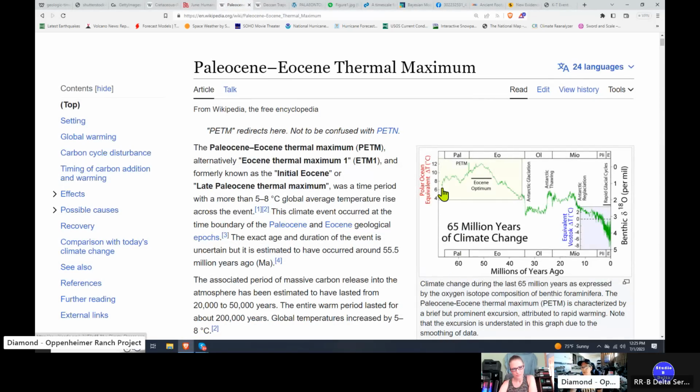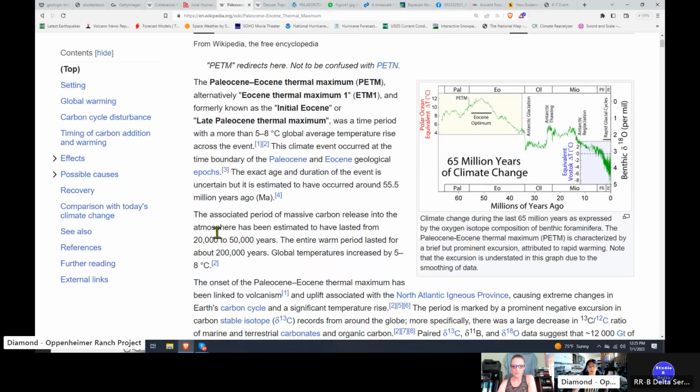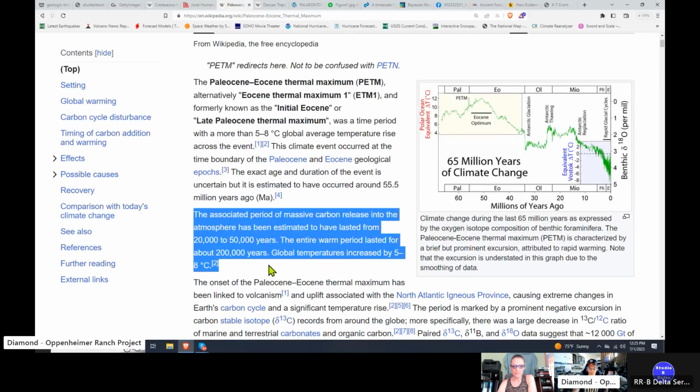And so right after this event, it gets warm on Earth, and it's this warming here that allows for the proliferation of all those new species into those ecological niches. And it's referred to as the Paleocene-Eocene thermal maximum. It's also, they go on to talk about global warming.